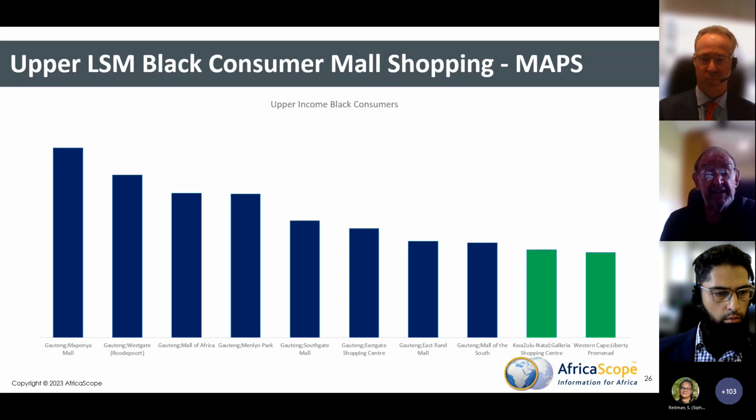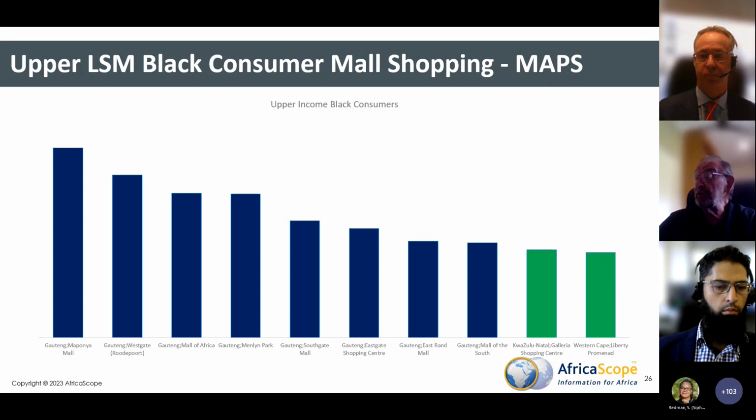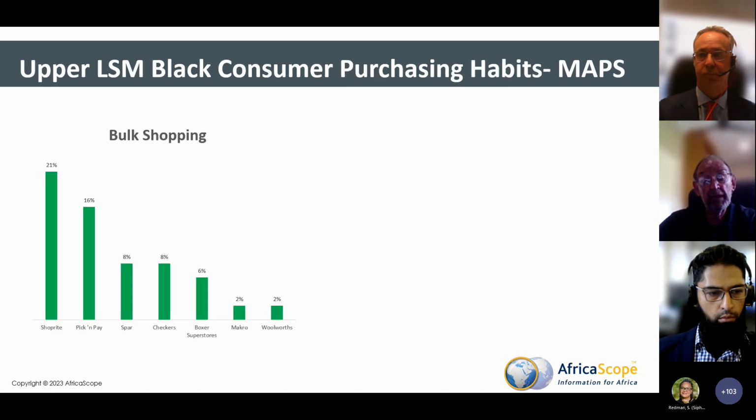Using the maps data to understand the shopping malls that are used by upper income Black consumers, all those blue lines or bars are Gauteng trading malls. So it's significant to see that out of the top 10 malls, 8 of them are from Gauteng, 1 from KwaZulu-Natal, the Galleria, and Liberty Promenade down in the Western Cape.